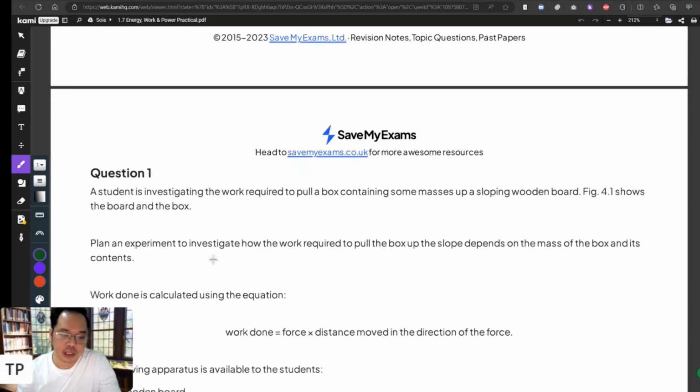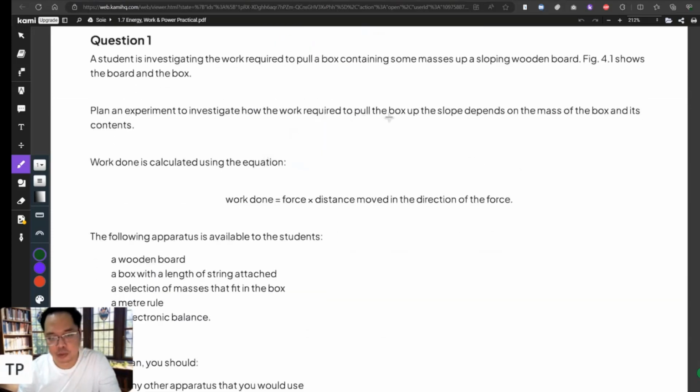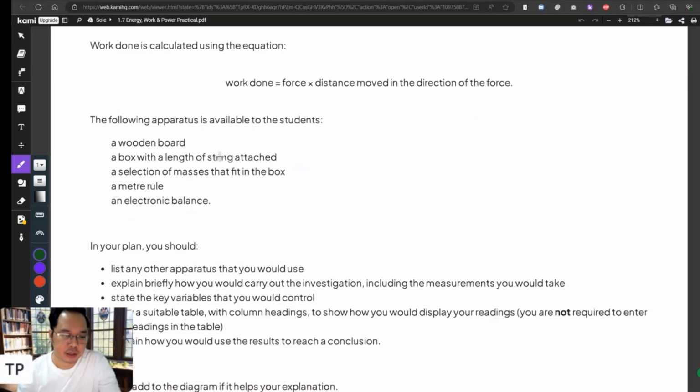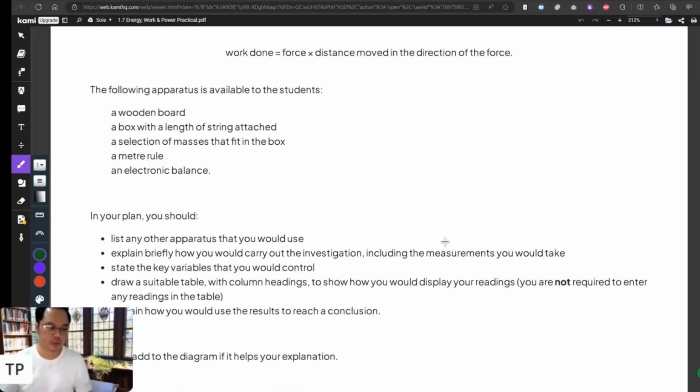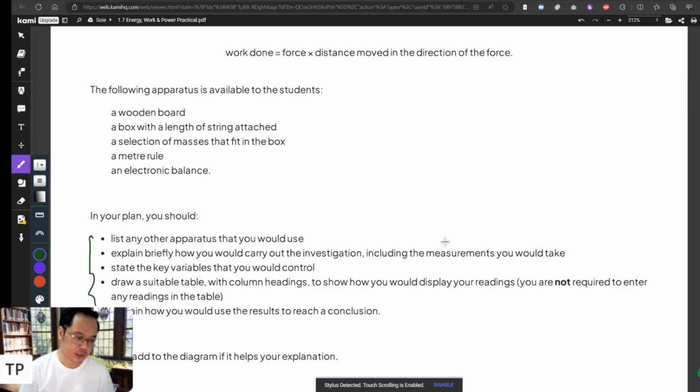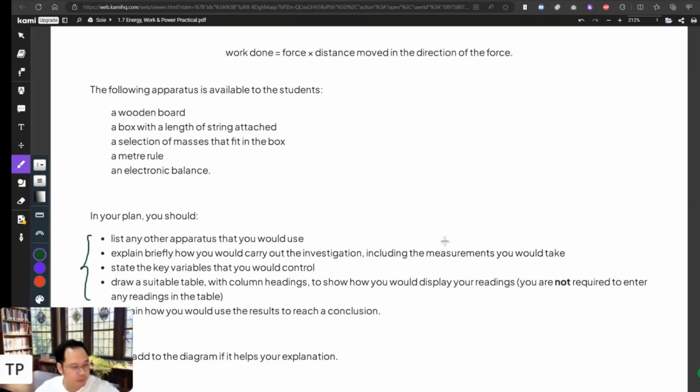Plan to investigate how the work required to pull the box up the slope depends on the mass of the box and its contents. Think about this problem for a few minutes. I'll help later. Just type in any idea that you have. In your plan, you should follow these suggestions. This is a difficult problem in paper 6.